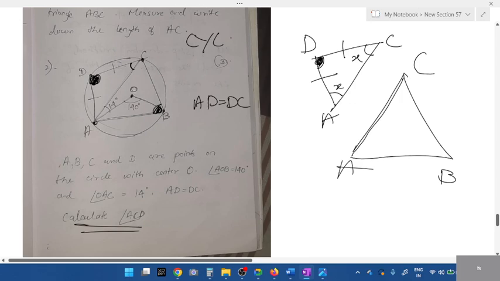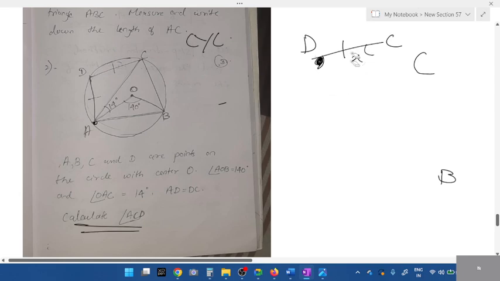In ABC, there are a lot of values. Center is also given. Center 114. Target. This is how you think. This is how you approach a question. Whichever triangle has more values, target that triangle. So let us target this ABC, students. We need to find the value of B.